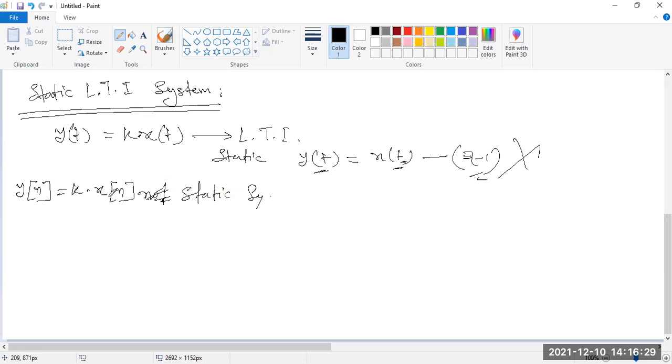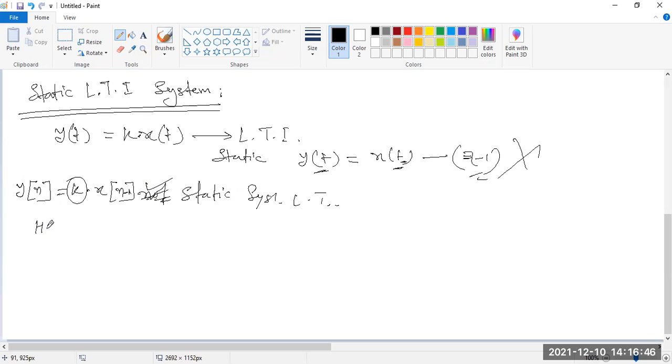Yes, this is a static system because nothing else is there, just k is constant and this is the n only. So this is a static system. If there is a 1, then it will not be a static system, a static LTI system. Okay, so how could I know this?